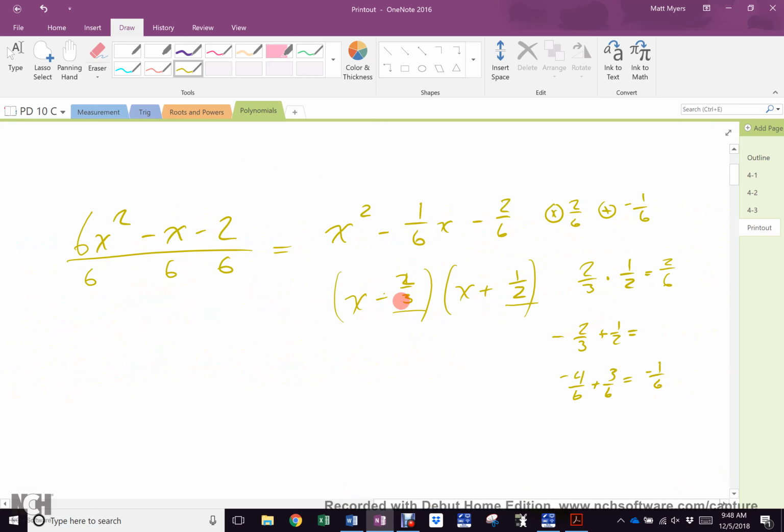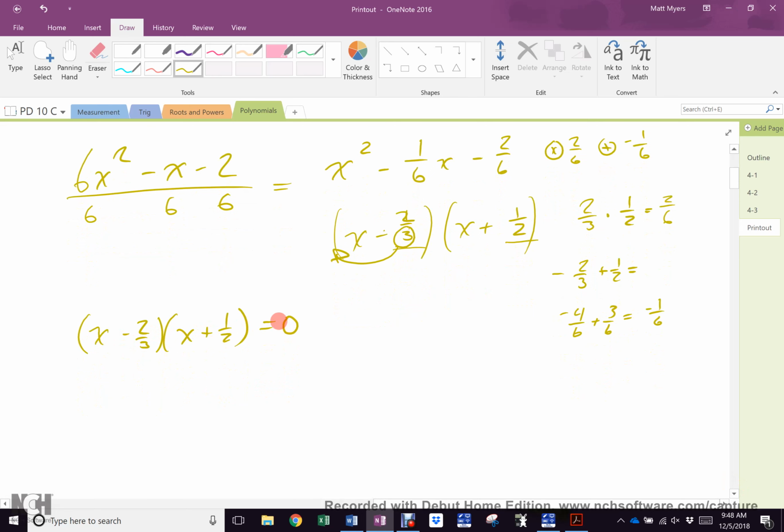Now I want to explain why we're just allowed to move those. Okay? And it requires you to take an algebra leap with me. Right now, I have x minus 2/3 times x plus 1/2, correct? Is that an equation or is it an expression right now? It's an expression, which means we can't solve it, can we? What if I make it equal 0?